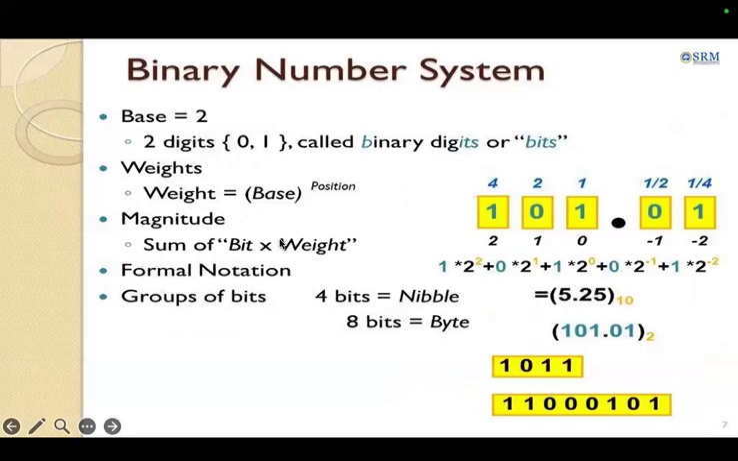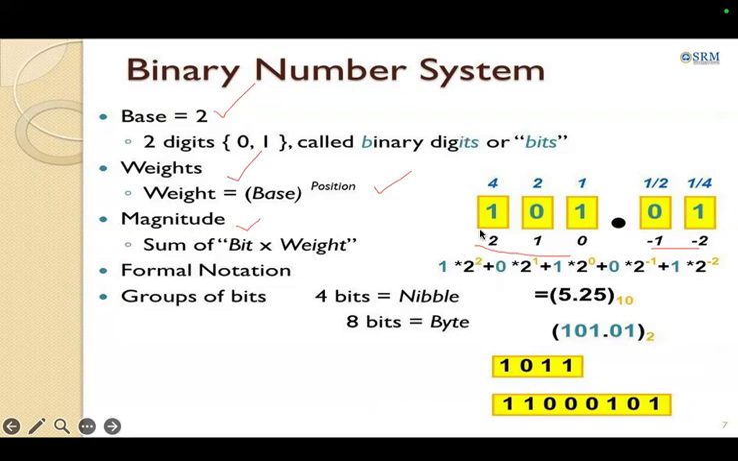Next, we'll discuss the binary number system. The binary number system follows the same procedure. The only difference is that the base will be 2. Here also we have both integer portions as well as fractional portions, and again, it is represented by using magnitude into weight.